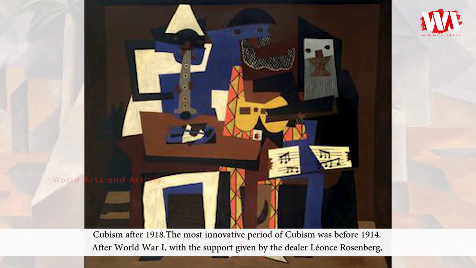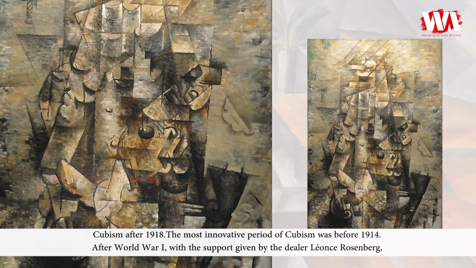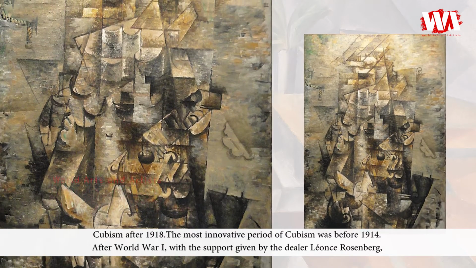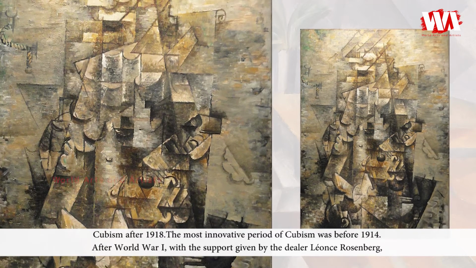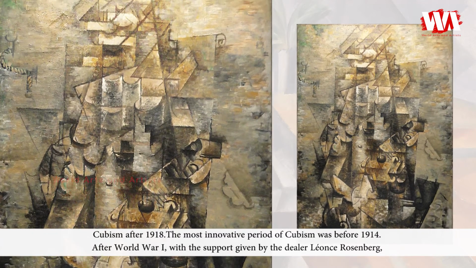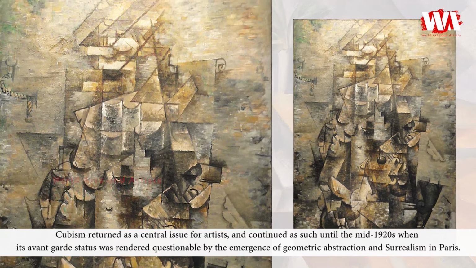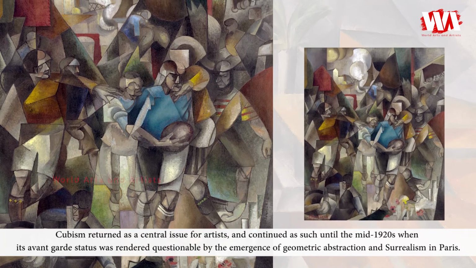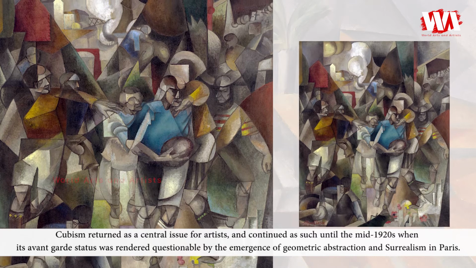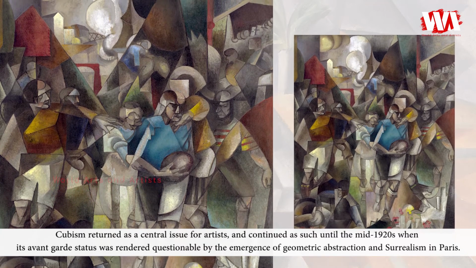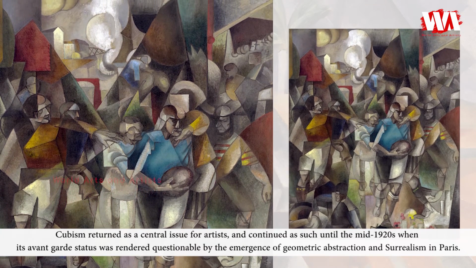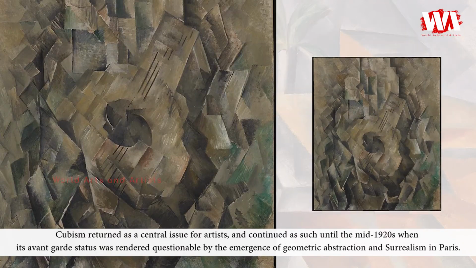Cubism after 1918. The most innovative period of Cubism was before 1914. After World War I, with the support given by the dealer Léonce Rosenberg, Cubism returned as a central issue for artists, and continued as such until the mid-1920s, when its avant-garde status was rendered questionable by the emergence of geometric abstraction and surrealism in Paris.